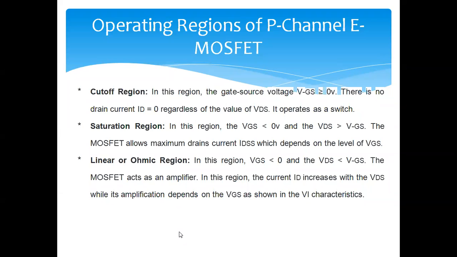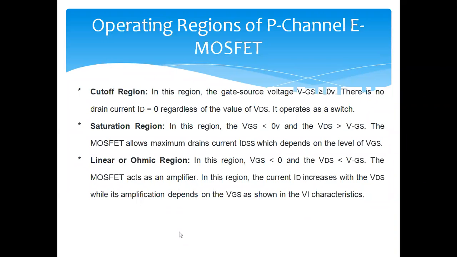Now what will happen in the linear or ohmic region condition? In this region, VGS is less than 0 and VDS is also less than VGS. The MOSFET will act as an amplifier in this region. In this region, the current ID increases with the VDS while its amplification depends on the VGS. That we have seen in the VI characteristics of MOSFET.